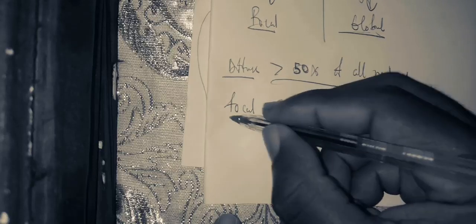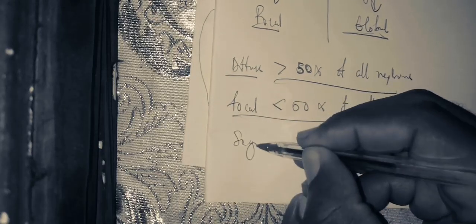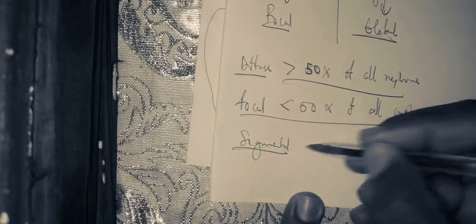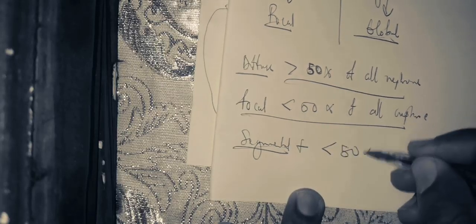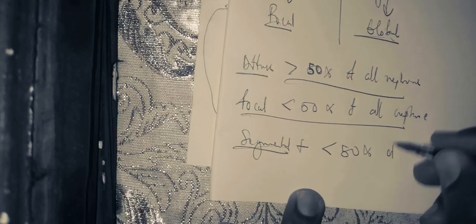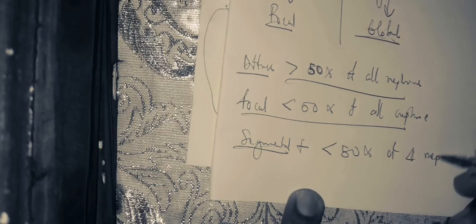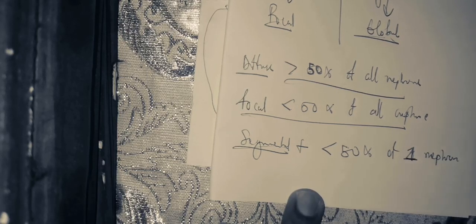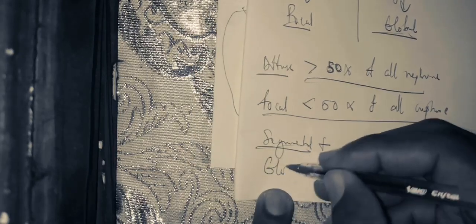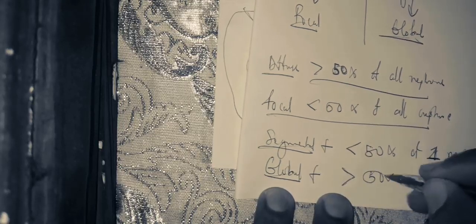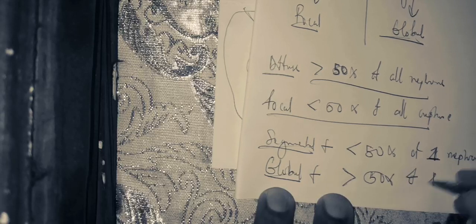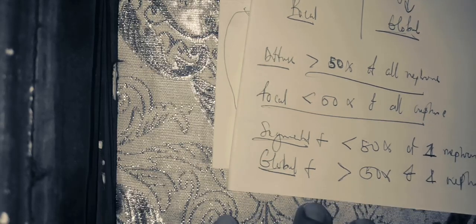Now, the next element is going to be segmental. Is it clear? When we say segmental, it means that less than 50% of only one nephron is affected. Segmental means that it's less than 50% of only one nephron that is affected. While global means that more than 50% of one nephron is affected, or a whole nephron is affected. Is it clear?